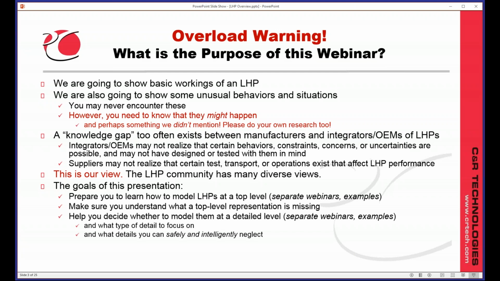So we're going to try to peel back the layers of the onion here and show you some of the other things that can go on and how to deal with them, including at a more detailed level. And the purpose, of course, is so that you can decide what level is appropriate to focus on and hopefully intelligently neglect anything that you don't think is relevant or going to happen.